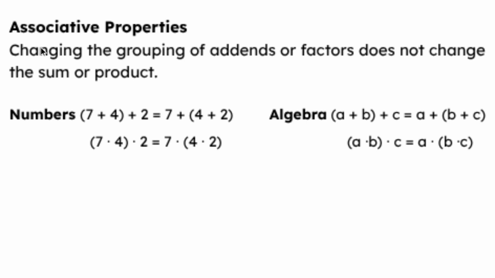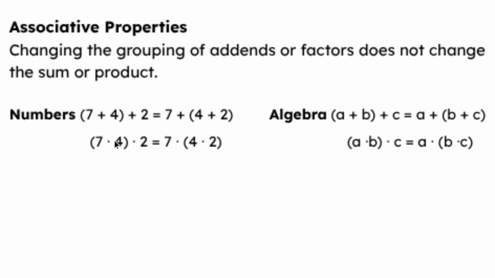And then the associative property tells us that changing the grouping of addends or factors does not change the sum or the product. So like if I do 7 plus 4 first and then add 2, I'm going to get the same answer as if I do 4 plus 2 first, okay? Because 7 plus 4 is 11, plus 2 is 13. If I do 4 plus 2, I get 6, plus 7 is still 13. And so for any number, it doesn't matter what order I write it in, as long as I'm adding, I will get the same answer.